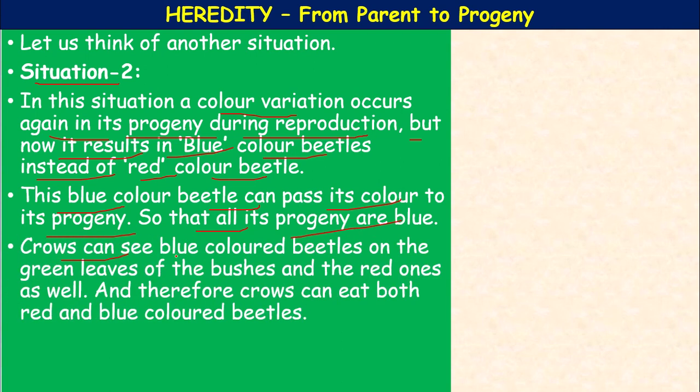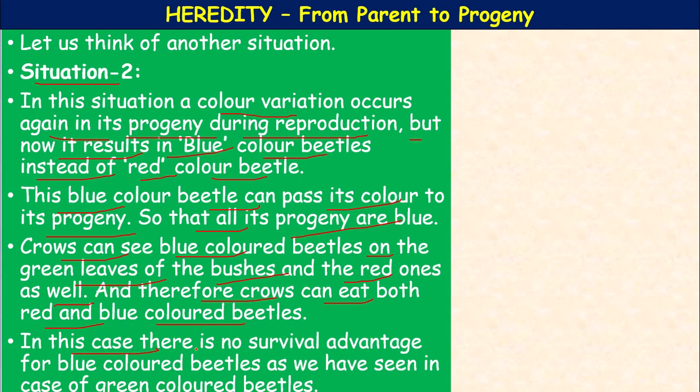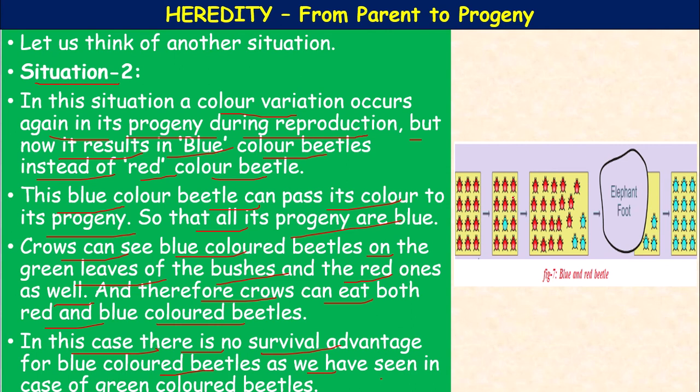The crows can see blue colored beetles on the green leaves of the bushes and red ones as well, and therefore the crows can eat both red and blue beetles. Okay, in this case there is no survival advantage for the blue colored beetles, as we have seen in the case of green colored beetles. Here the red beetles were more, then the blue beetles survived, so a little increase, and later the total population becomes blue.